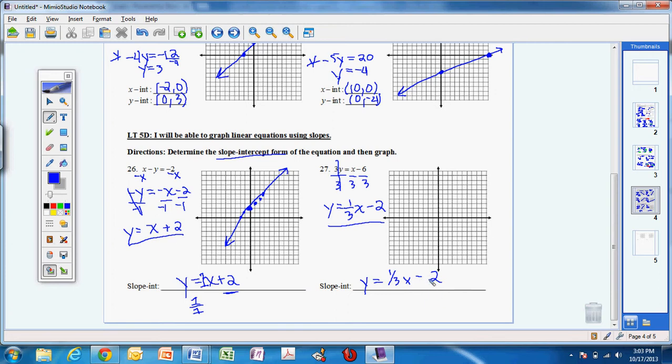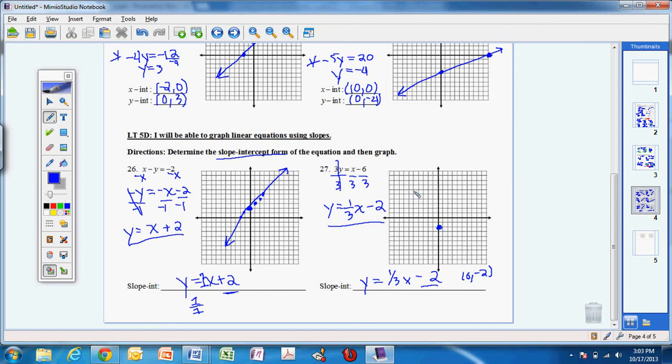So from here, this is what I use to graph. This negative 2 on the end tells me what my y-intercept is. So my y-intercept is going to be right here. I'm going to go down 2. And again, if it helps, you can write that the y-intercept is the y value when x is 0. So as an ordered pair, my y-intercept would be 0, negative 2. So I'd go down 2.